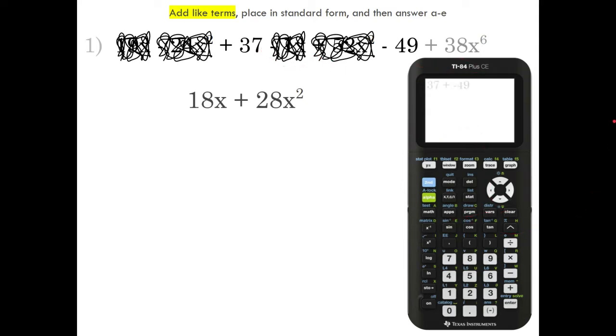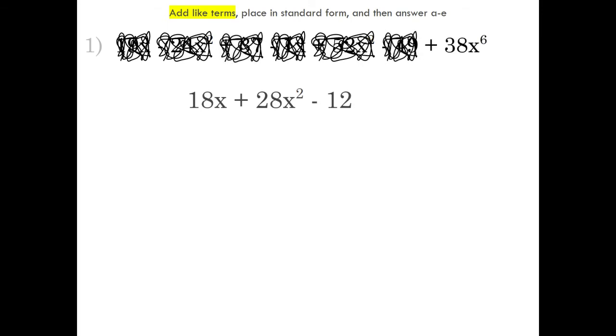So 37 plus a negative 49. Again, you can do 37 plus negative 49 or 37 minus 49. Either way is fine in the calculator, and you get negative 12. And then you write negative 12 here. You then cross out both terms, and you move on to the last one, a positive 38x^6. And that is how we simplified these terms by adding the like terms together.